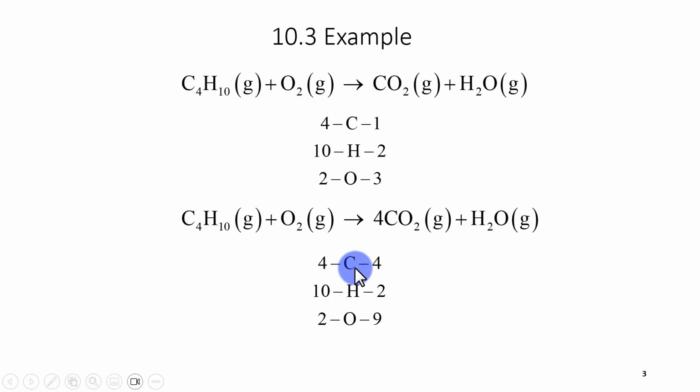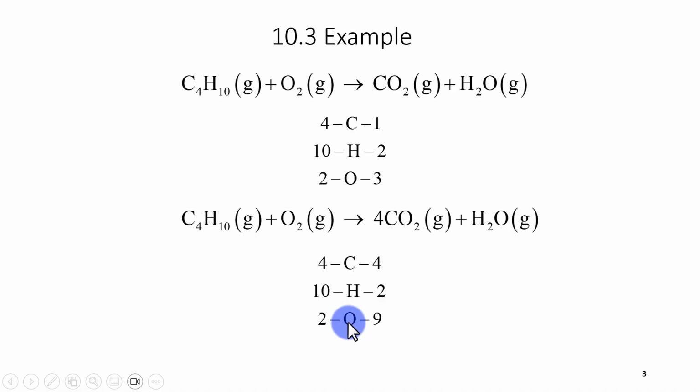Well, my carbon is balanced, right? We said 4 times 1, that's 4 carbons, and 1 times 4, that's 4 carbons. Good, so I've got one element balanced. Now let's count hydrogens. 10 times 1 gives me 10 hydrogens. I haven't changed anything here to affect the hydrogen, so I still have 2 times 1, 2 hydrogens.